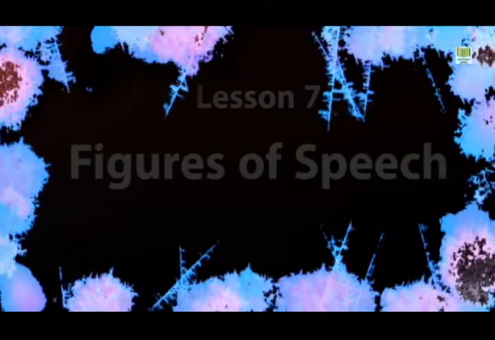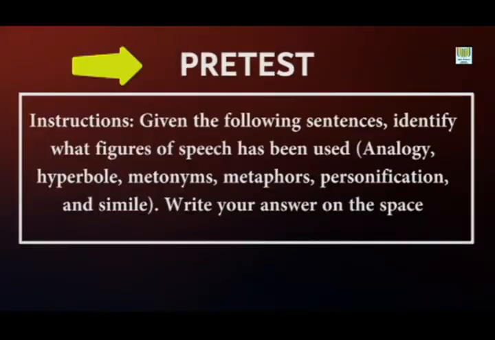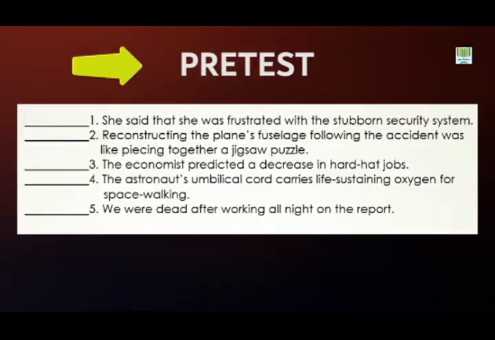Lesson 7. Figures of speech. Pre-test. Instructions. Given the following sentences, identify what figures of speech has been used: analogy, hyperbole, metonyms, metaphors, personification, and simile. Write your answer on the space provided before each sentence.